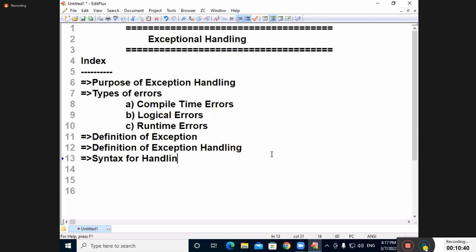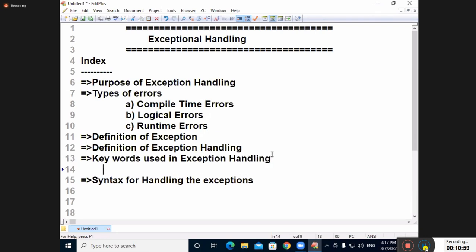Next, we are writing about the syntax for handling exceptions. And next, we are going to learn about the keywords used in exception handling. There I am going to use them. The first one I am going to explain.